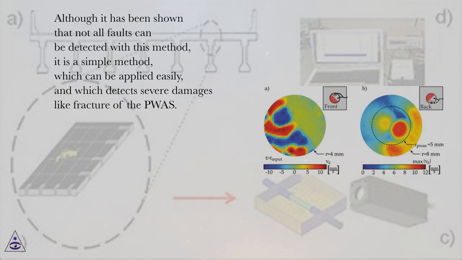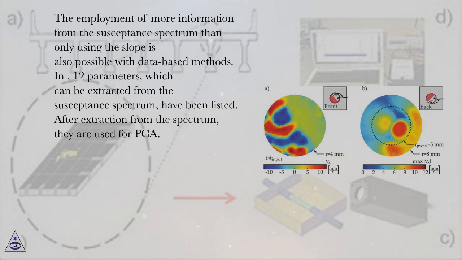Although it has been shown that not all faults can be detected with this method, it is a simple method, which can be applied easily, and which detects severe damages like fracture of the PWS. The employment of more information from the susceptance spectrum than only using the slope is also possible with data-based methods.